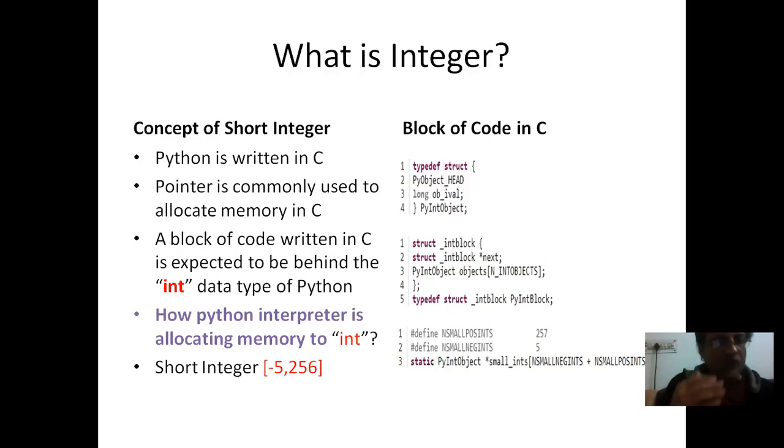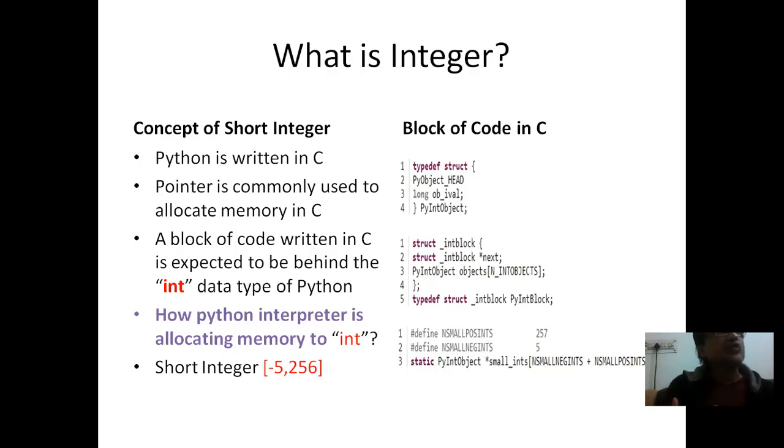The relationship. Now, what is the short integer? The short integer range is -5 to 256. I told you it's 255, but it is 256, from -5 to 256. This is the range of the short integer. Now, in Python, when you say that you want to use an integer data type, the interpreter is basically giving a block of memory. It is not giving just the memory required to you. It is giving you a block of memory.